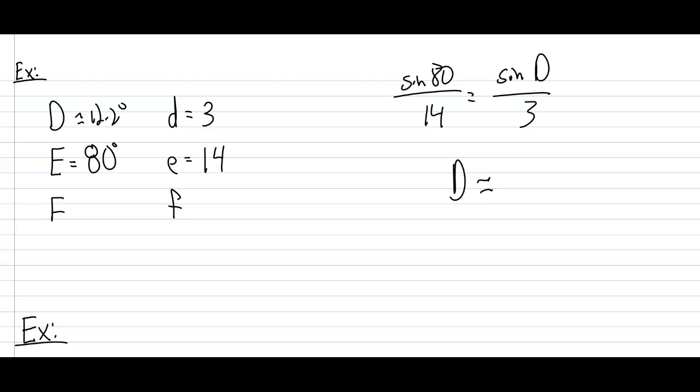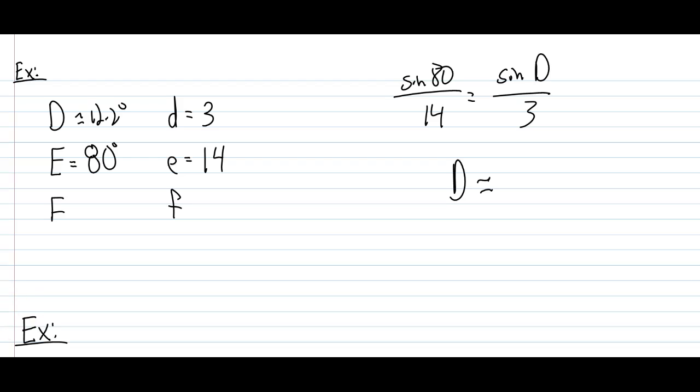And if I take 180 minus that value, that's 167.8 degrees for the other potential answer. However, I see this time that the 167.8 that was found and the E, the 80 degrees that was given, add up to more than 180 degrees, so there's not going to be a second answer to this one. Instead, all we're going to do is just finish solving this triangle.